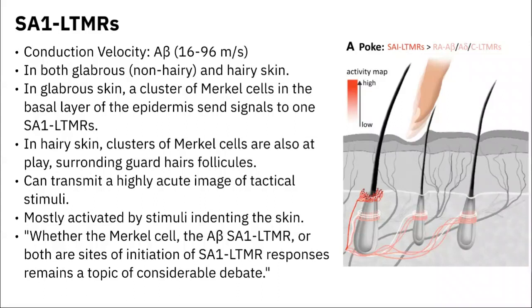These mechanoreceptors can transmit a highly acute image of tactile stimuli. They are mostly activated by indenting the skin, by a poke or hitting a corner or something like that. Whether the Merkel cell or the A beta SA1 or both are sites of initiation of the slow adapting low threshold mechanoreceptor responses remains a topic of considerable debate.